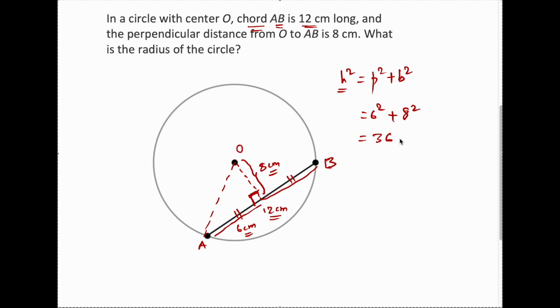This is 36 plus 64, h square equals 100. If we square root both the sides, we get h equals under root 100 equals 10. So the answer to this question is 10 centimeter.